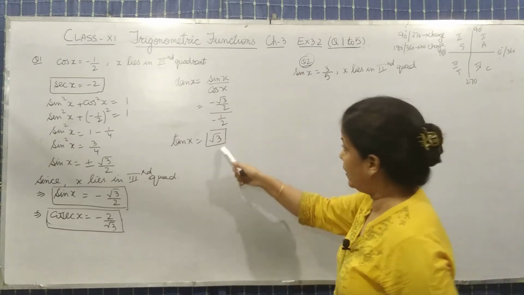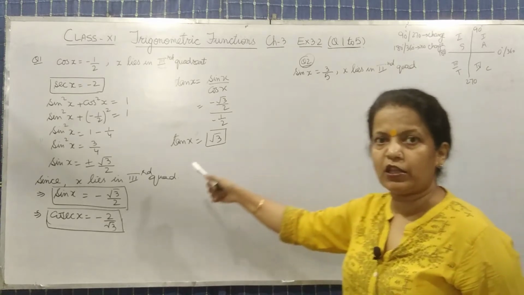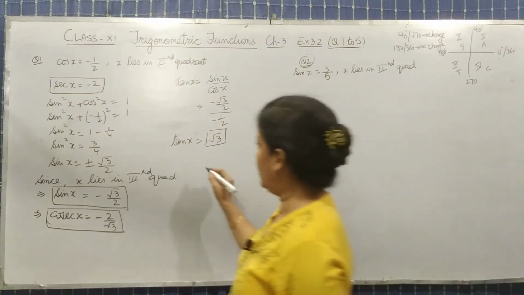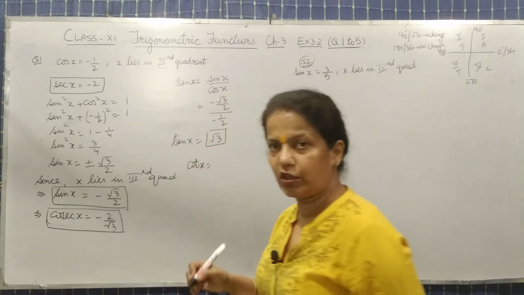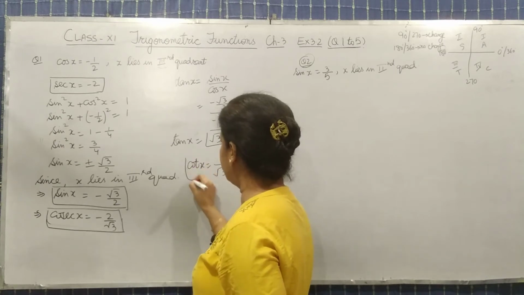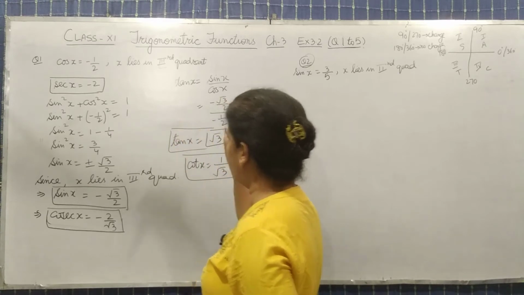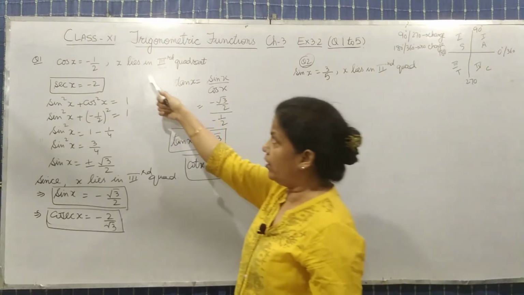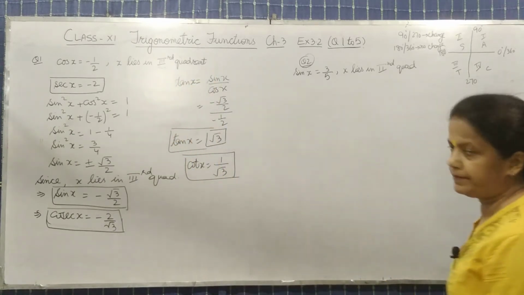And observe here, in third quadrant, tan x is positive. So, automatically it is coming as positive. Now, how will you find out cot x? Cot x will be the converse of this, that is 1 by root 3. So, like this, you can find out the values by keeping in mind in which quadrant x lies. Clear?